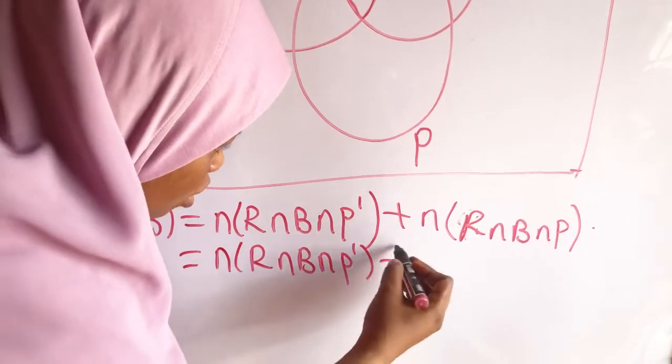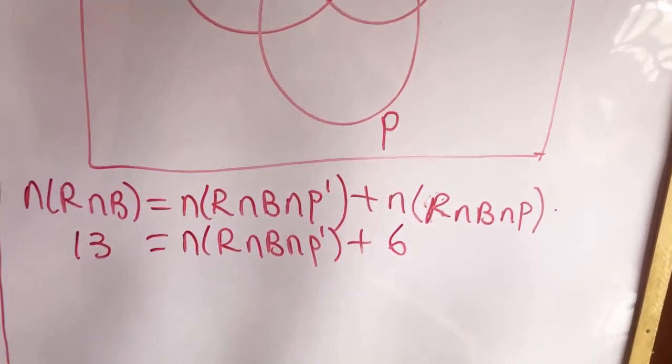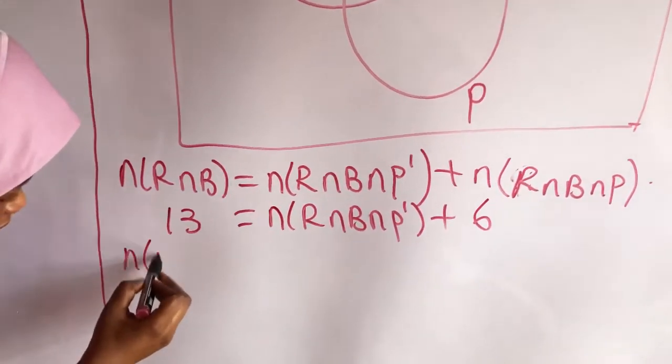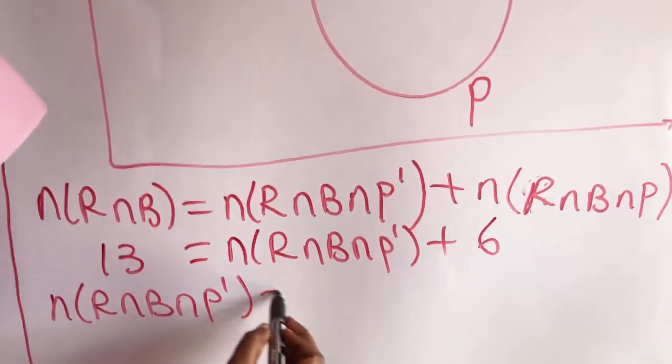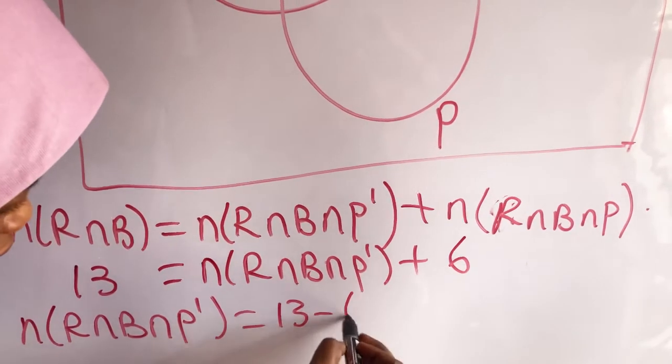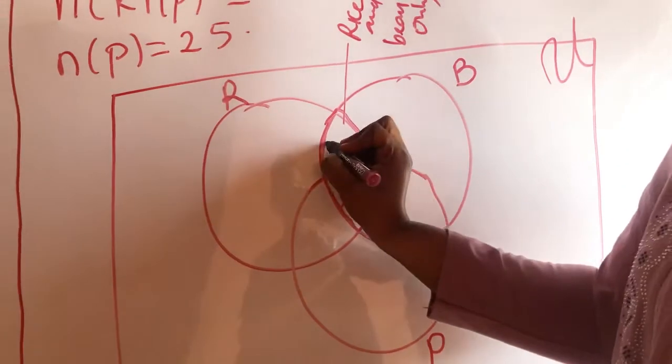P prime. So those that like the 3 foods, they are 6. So those that like rice and beans only will now be equal to 13 minus 6, and that is equal to 7. So those that like rice and beans only, they are 7. So you write 7 here.